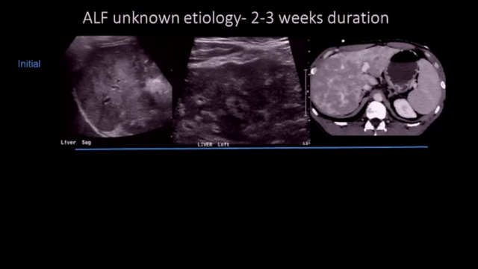Here's another patient who had acute liver failure of unknown etiology. We first imaged the patient somewhere in the acute range when they presented 2 to 3 weeks after the initial insult. The liver had a very abnormal appearance, ill-defined areas of increased echogenicity alternating with hypoechoic areas. If you look with high frequency, the contour of the liver is nodular. Around the portal triads, there's increased echogenicity, and this is periportal edema.